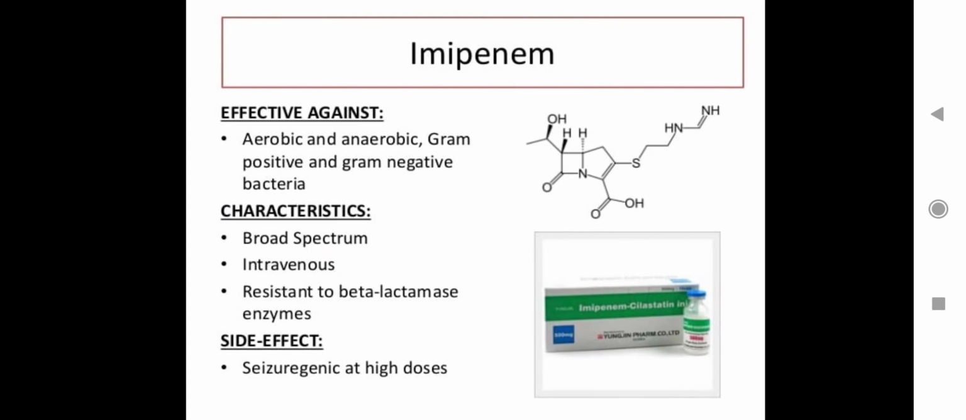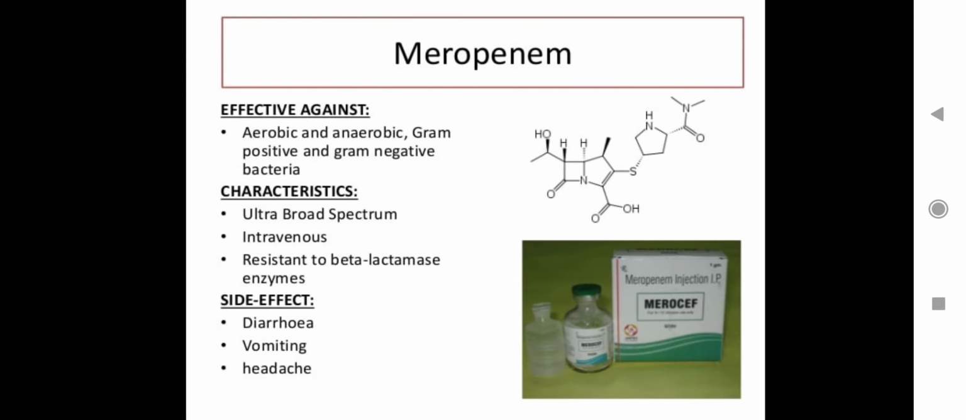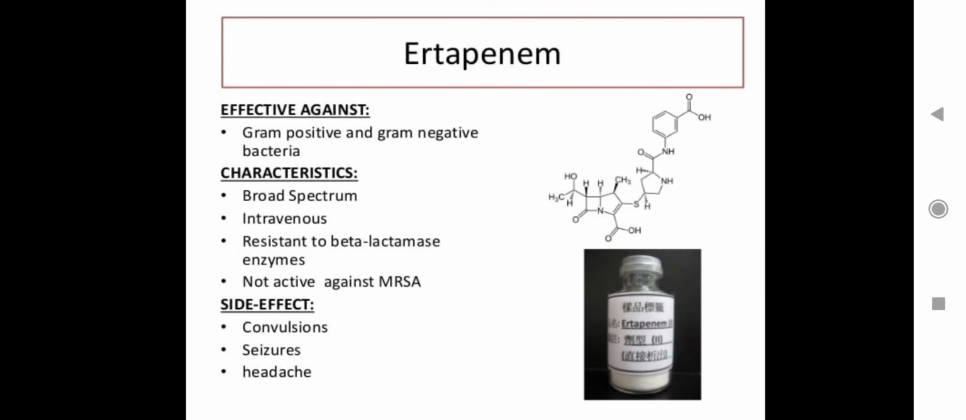Imipenem. Imipenem is effective against both aerobic and anaerobic bacteria, gram-positive and gram-negative bacteria. Very broad spectrum, given by intravenous route, and it is resistant to beta-lactamase. Side effects are seizures. Meropenem is also effective against aerobic, anaerobic, gram-positive, gram-negative bacteria. Ultra-broad spectrum. Ertapenem, broad spectrum, gram-positive and gram-negative bacteria.